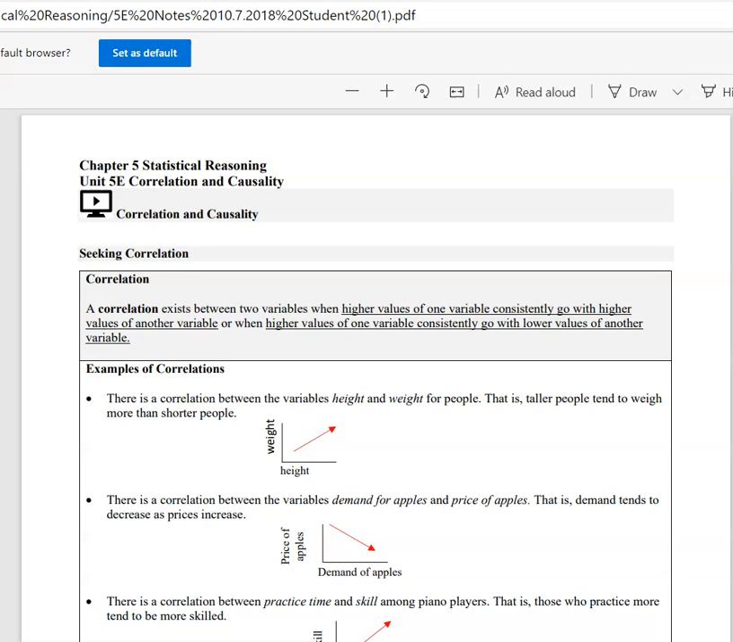We have examples of these correlations, and it says that there is a correlation between the variables height and weight for people. Well, that makes sense, right? As somebody's height goes up, their weight also goes up. This is a correlation. There's also a correlation between the variables for demand for apples and the price of apples. That is, the demand tends to decrease as the price increases.